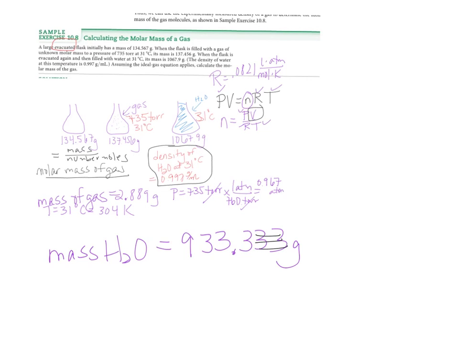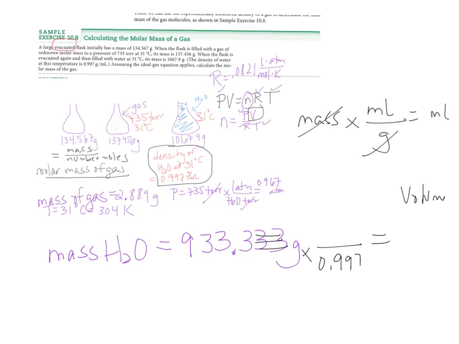Now, I need to find the volume. If I multiply mass by density, I'll be able to get volume, because if you have mass and you multiply it by the density upside down, which is in grams per milliliter, you'll get milliliters. So I'm going to take this density right here and use it. At 31 degrees Celsius, the density is 0.997 grams per milliliter. So that means 0.997 grams are in it for every 1 milliliter.